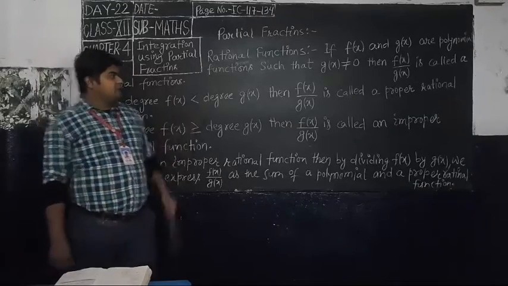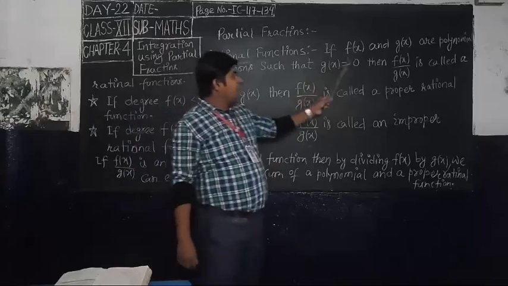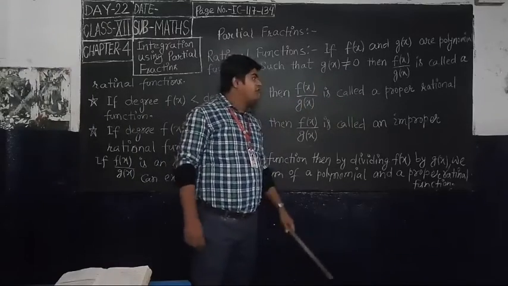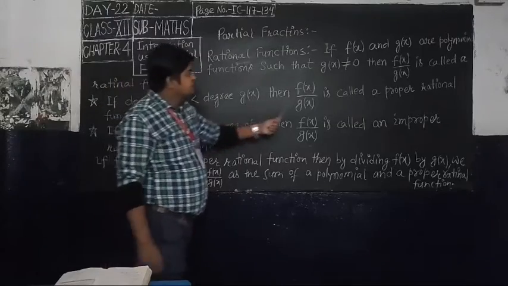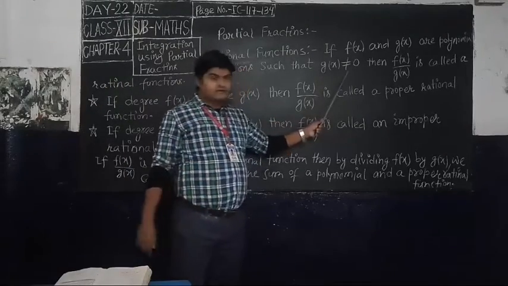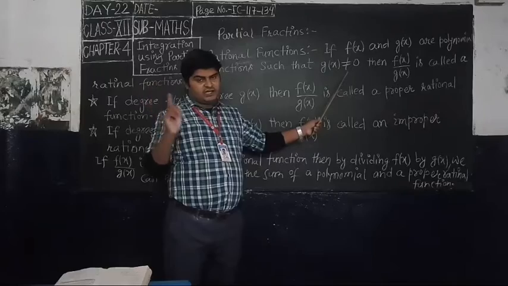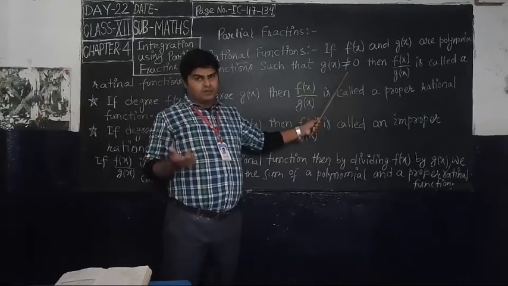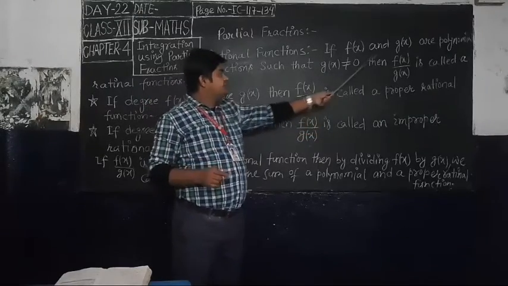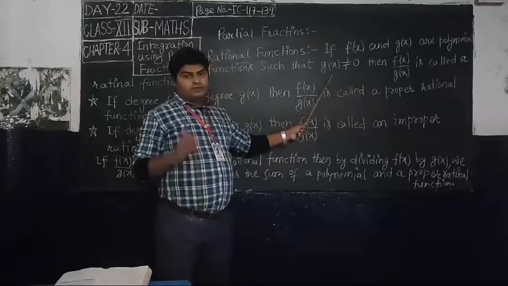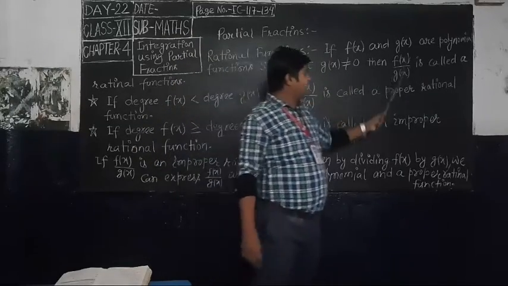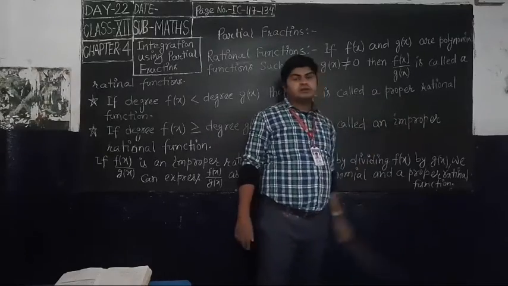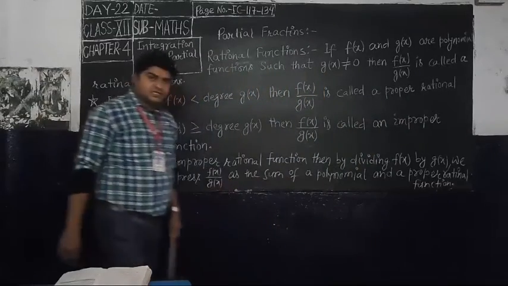So let us see here. If f of x and g of x are polynomial functions such that g of x is not equal to 0, just as in a rational number q is not equal to 0, where g of x is the denominator, so g of x should never be 0, then f of x by g of x is called a rational function.